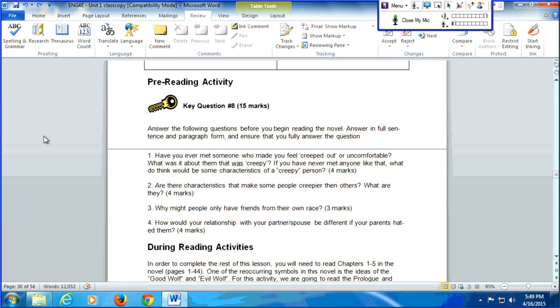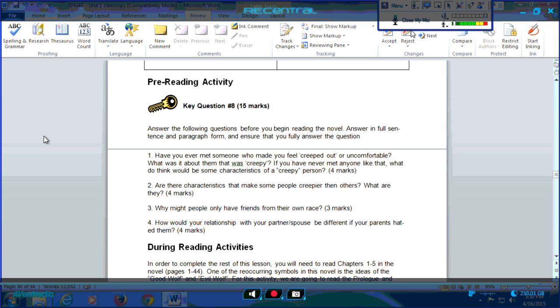Number 2, are there other characteristics that make some people creepier than others? What are they? Number 3 is, why might people only have friends from their own race? And number 4 is, how would your relationship with your partner or spouse be different if your parents did not like them? So think of those 4 questions. If you have a chance, answer those over the weekend. We'll come back to them again on Monday before we start reading the novel. These are our pre-reading activities I'd like you to do before we start reading.